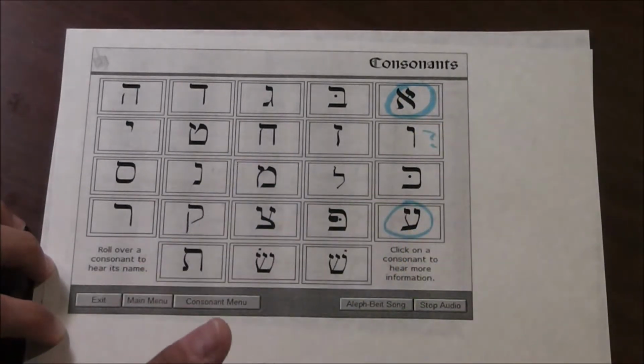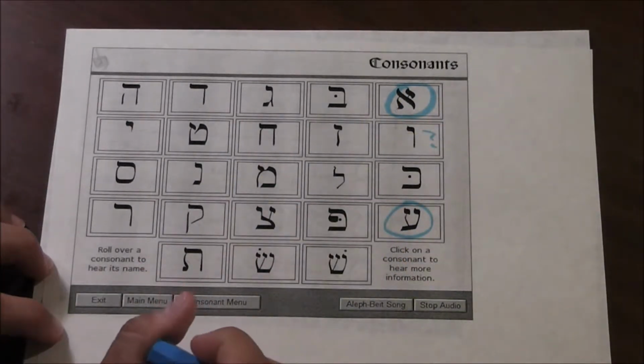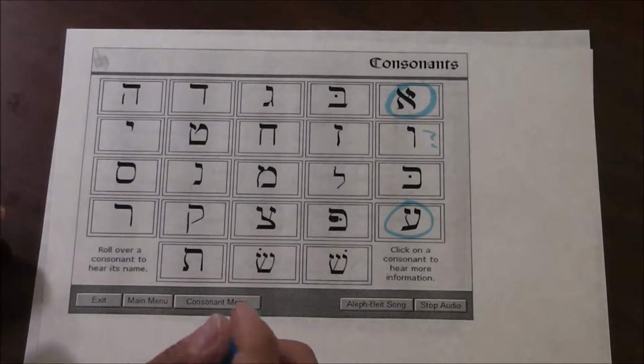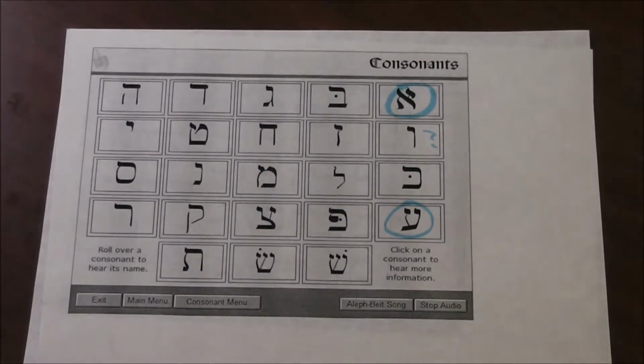Aleph and Ayin, though, do not have a consonant sound of their own. They are representing a vowel sound, but that doesn't make them vowels in Hebrew. They are not vowels, but they are usually representing a vowel sound. And you know what vowel sound it is based on what vowel point it's connected to. And we'll get to that in a second.